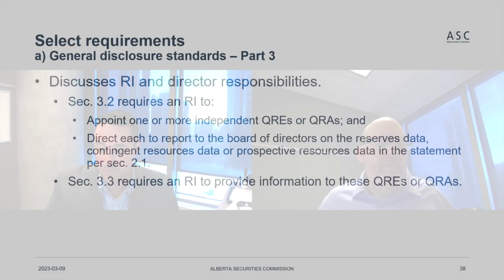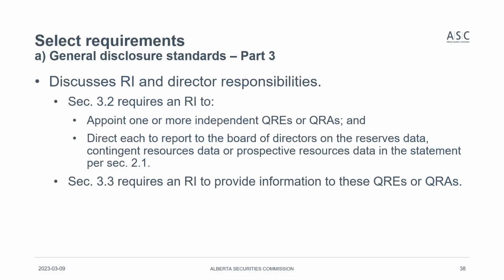Okay. Well, I think that's good timing here, because we'll get into the next topic. Under general disclosure standards, we're going to talk about part 3 of 51-101, which discusses reporting issuer and director responsibilities. And we'll talk a little bit more about qualified reserves evaluators and auditors.